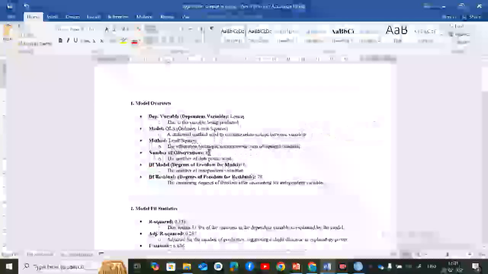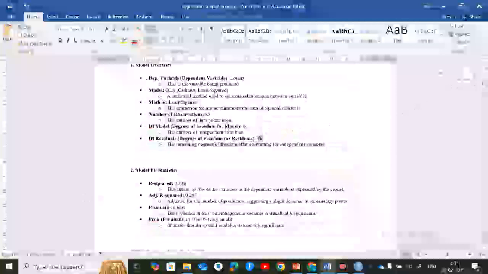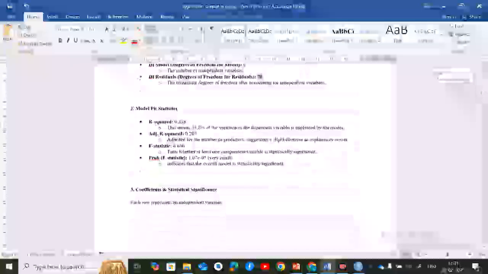The number of observations, meaning data points used, was 85. The degree of freedom is 6, which means the number of independent variables. And the residual is 78, meaning the points which are passing away from your line of best fit. Okay, how far your data points are away from the line of best fit.